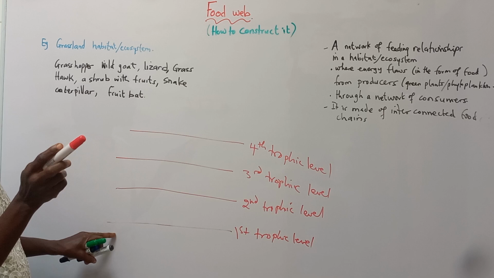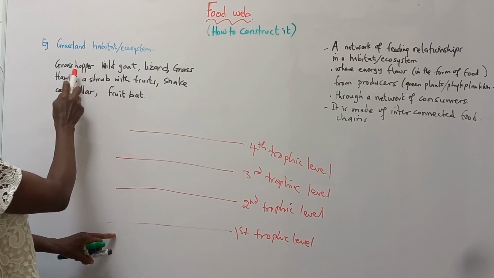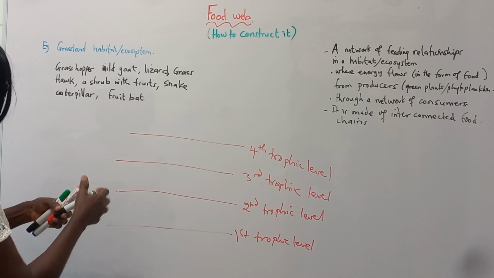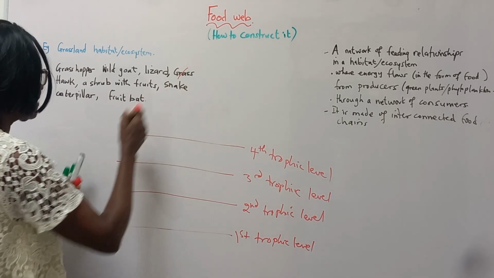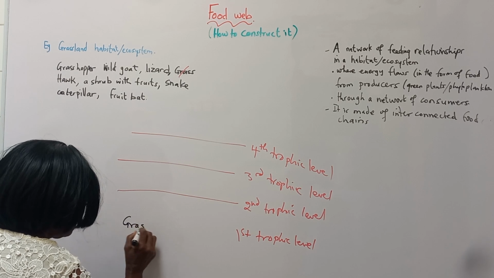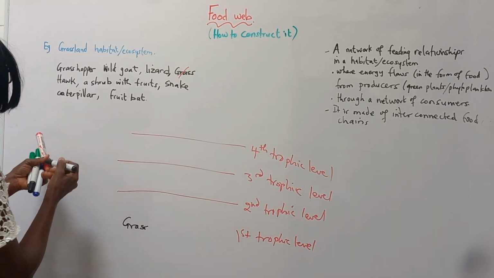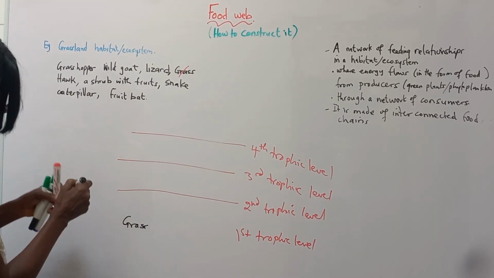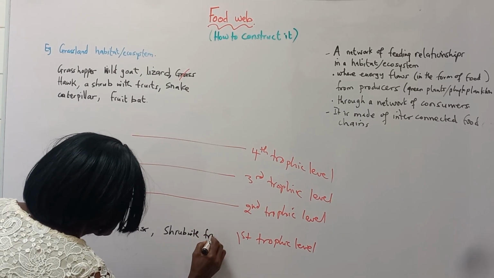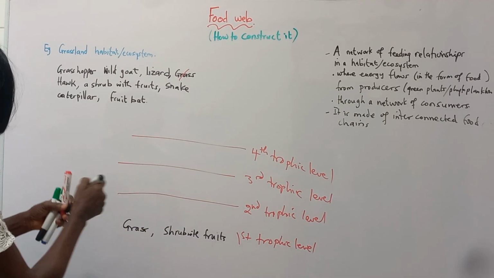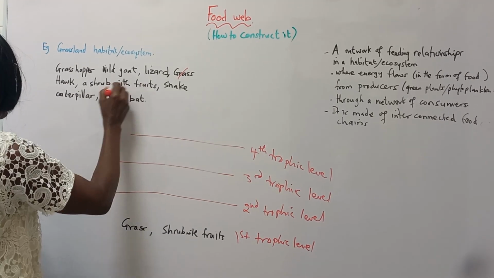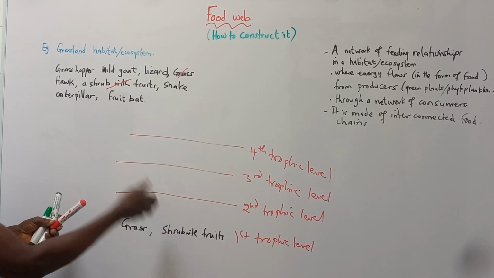And those ones are the plants. So in here, you look through, you have grass. So grass is picked and you cross grass out. So we have our grass here. Then the next thing you look through, you have a shrub with fruits. It's also on the first trophic level. So you fit in all the organisms that are found on the same trophic level.